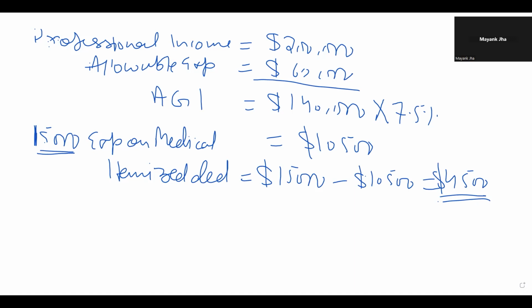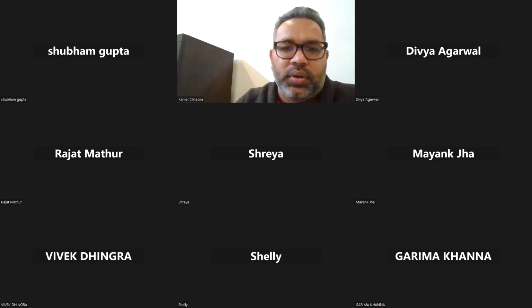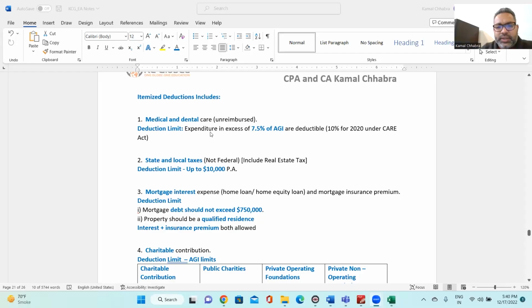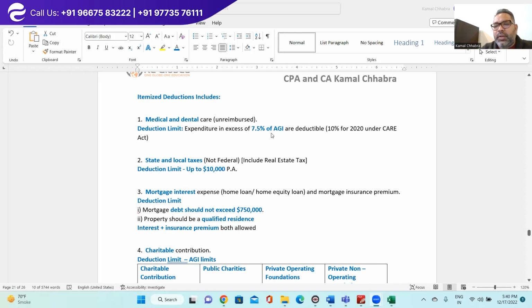Sir, it will be meant with the 7.5% of 15,000. 7.5% of AGI. So over and above this, whatever expenditure you have made on medical expenditure over and above 7.5% of AGI. Okay. So let me take you to the notes. Deduction limit is expenditure in excess of 7.5% of AGI. That means the expenditure which you have incurred more than 7.5% of AGI.